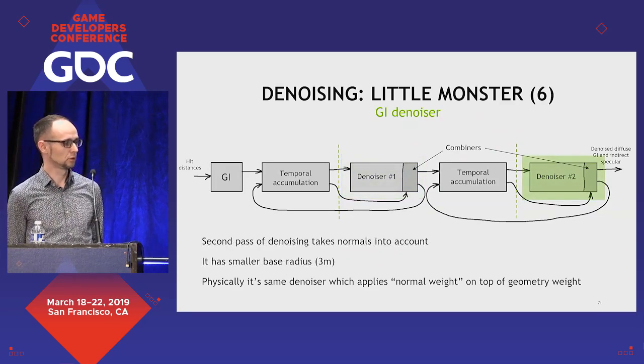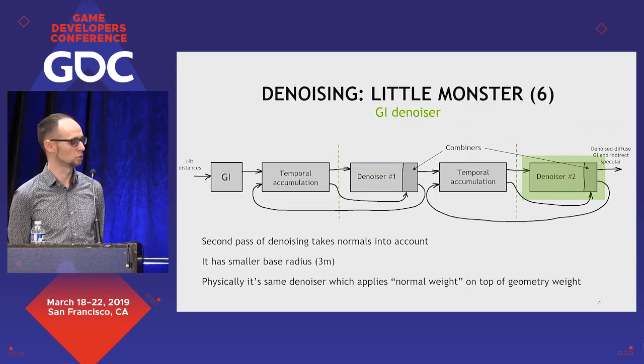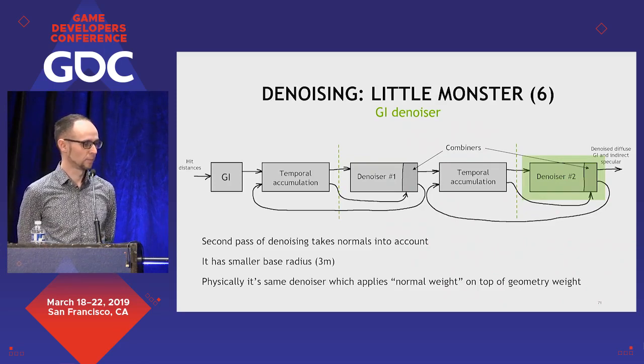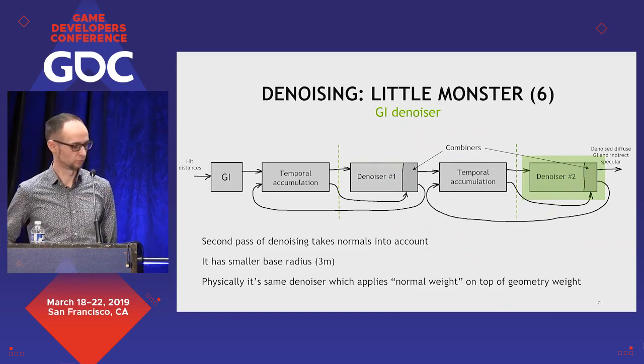The second pass of denoising has smaller base radius, so it's up to 3 meters, and I need to say that 3 meters is the base. This value is almost unreachable. And it takes normals into account. And it's always computed at full resolution to preserve details. And no magic, so it's the same denoiser which applies normal weight on top of the geometry weight.